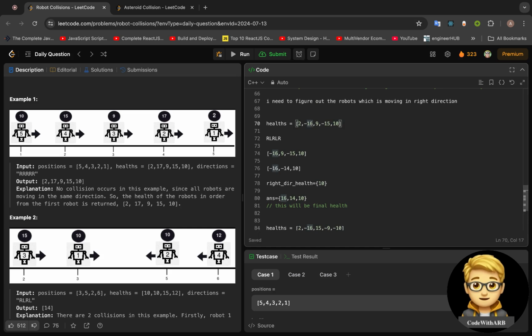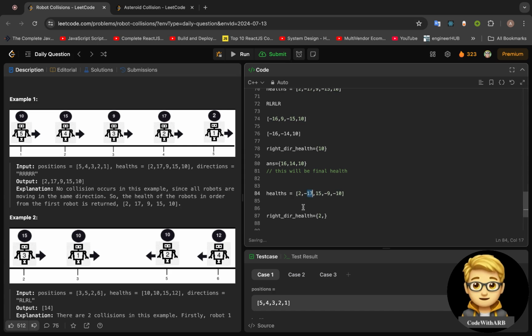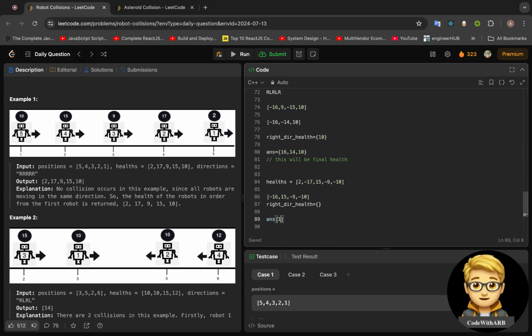It was 17 before, I think. Yeah, it was 17, right? So if you see, this 2 will be here, and when we move to 17, this 17 will definitely destroy this. So 2 is destroyed and 17 is in the left direction, so this will be the final, decreasing by 1. So this will be 16, this will be 15, this will be minus 9, and this will be minus 10. And also this 16 will be stored in my answer.